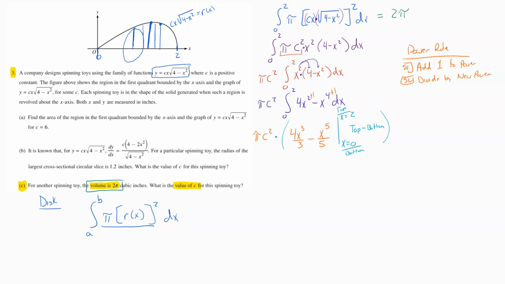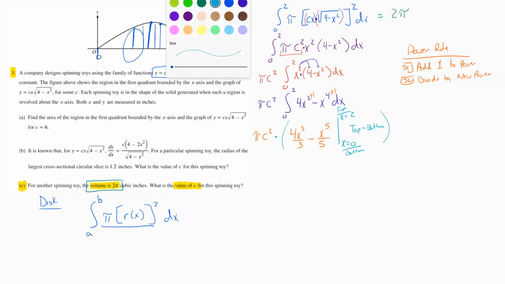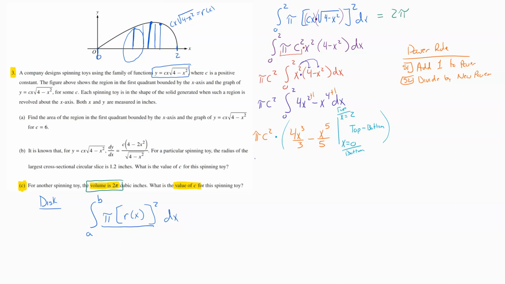When you pull your constants to the front, they just stay there, and you multiply them by whatever your final result's going to be on the other pieces. So we keep running through our algebra here, so that we got our pi c squared sitting up front. We're going to now plug in the top value.